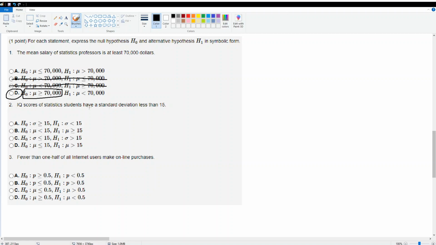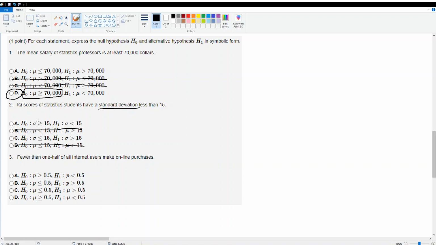Okay. Now with here, it says the IQ scores have a standard deviation less than 15. Now, if you're a little bit confused, all of these are statements. So each of these is one of the two hypotheses, and therefore you get the other one by taking the opposite. So we're dealing with a standard deviation. So that means B and D are instantly gone because they're dealing with population means. We don't care about the population means, we care about the standard deviations. That leaves A and C.